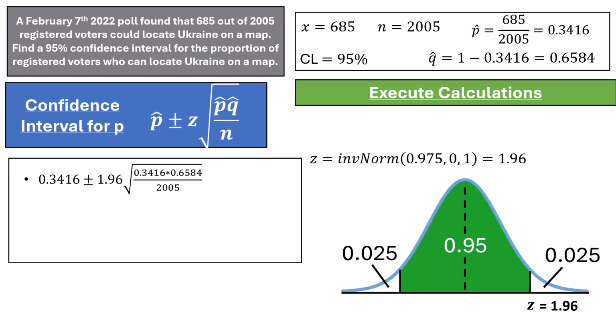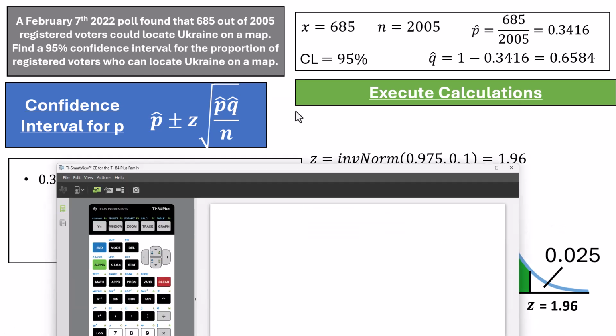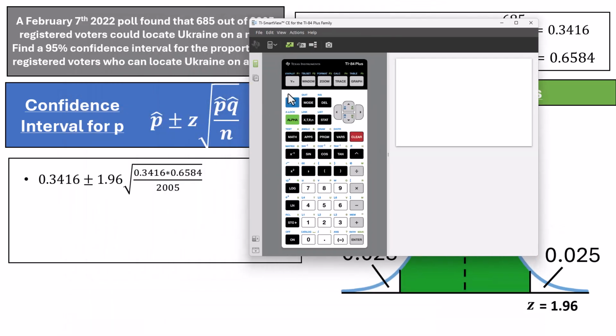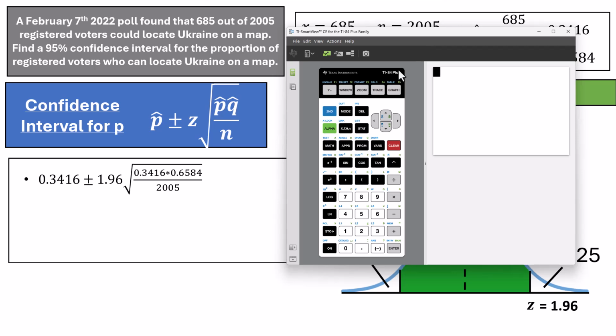I'm going to show you how I would type this into my calculator. So here is my TI-84 calculator. Move this a little bit to the side. And I'm going to type this in all at once. So I'm going to type in 0.3416. I'm going to do the minus first. Minus 1.96, multiplied by the square root, second square root, 0.3416 times 0.6584 divided by 2005.